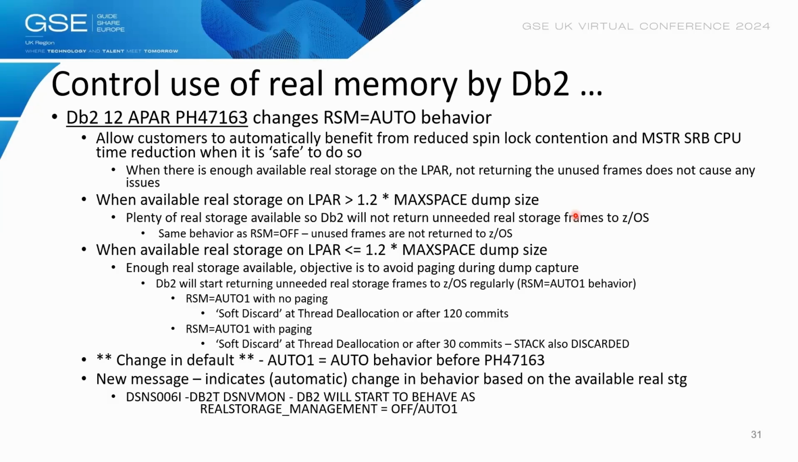So now the new auto behaves like off until it reaches the max space for the dump, until it reaches 1.2% size of the max space, right? And when it reaches this limit, then we start discarding real memory. So it's a very efficient way to do this. If we have enough real, then allocate and don't discard. If we are close to max space, then start discarding. Kind of smart. And this APAR is, I think, 1 or 2 years old, so probably everyone should have it already on.